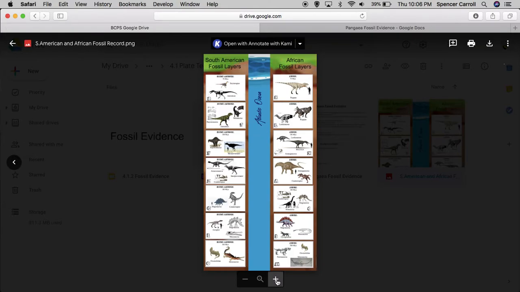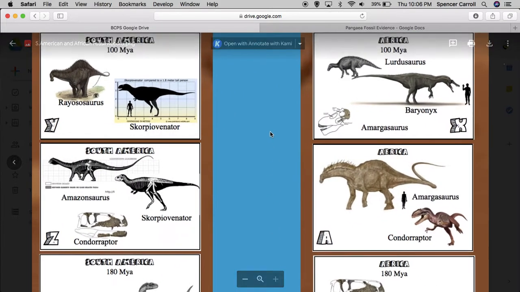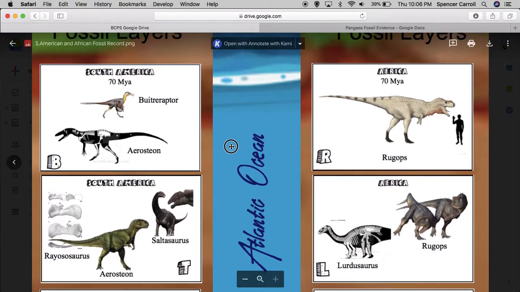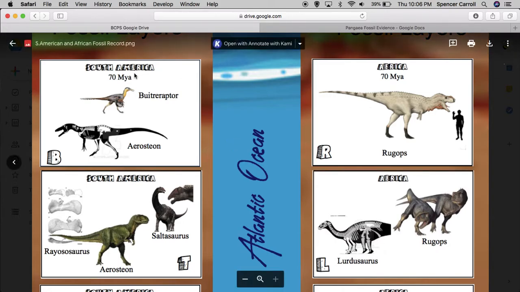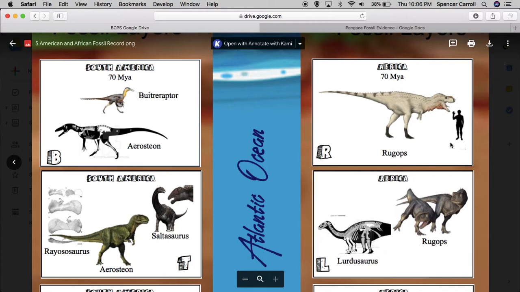So this is much too small for me to see. I'm going to hit the plus button to zoom in. Maybe one more time. There we go. And now I can see the names of these fossils pretty well, plus some really cool dinosaur pictures. All right, looking at this first layer, if I dug down in South America and Africa, I would hit a layer of rock roughly 70 million years ago. Within these rocks, I see three different organisms. I see a raptor, some sort of large carnivore, and another large carnivore. I'm noticing that these three species are not the same. That's going to be important.